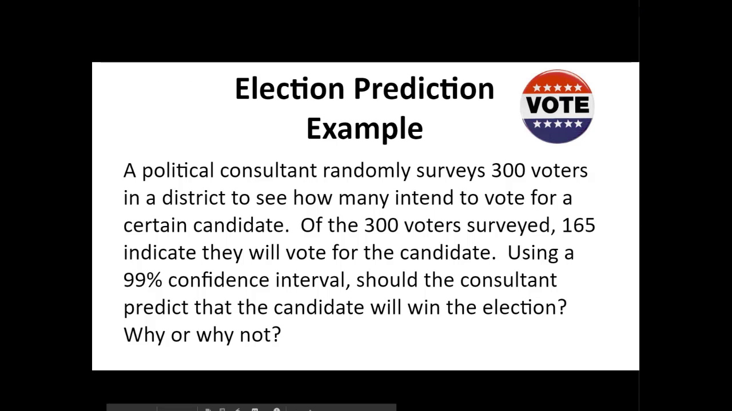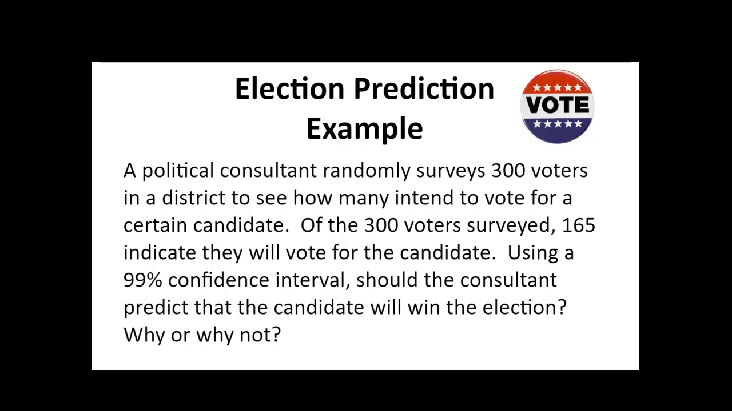Let's do one more example, but this time let's do it with a different confidence level. We've used 95 a couple times already. So it says, a political consultant randomly surveys 300 voters in a district to see how many intend to vote for a certain candidate. Of the 300 voters surveyed, 165 indicate they will vote for the candidate. Using a 99% confidence level, should the consultant predict that the candidate will win the election, why or why not?